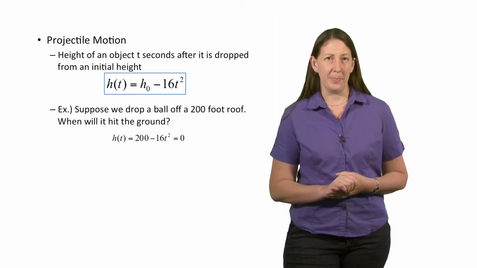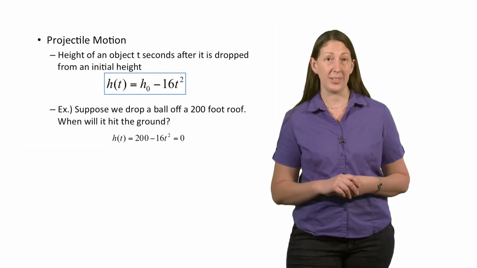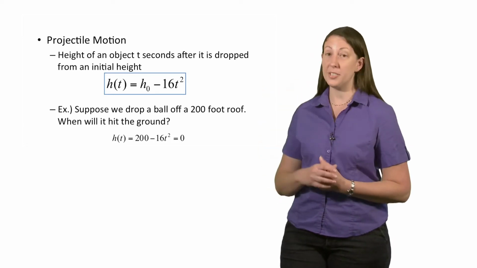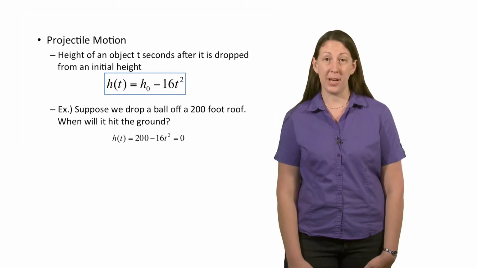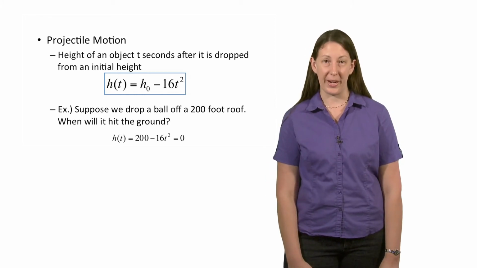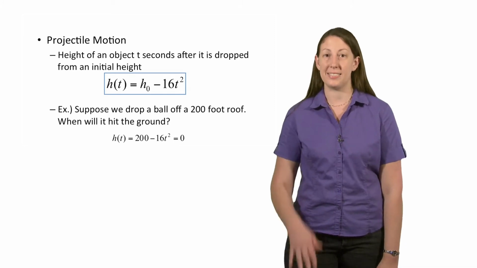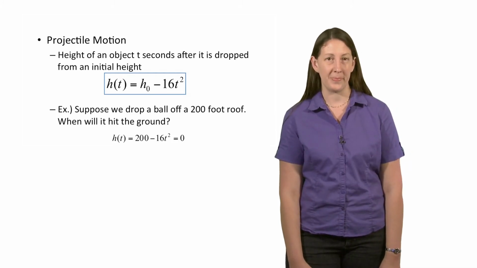Let's do an example problem. Suppose we drop a ball from a height of 200 feet off the roof of a building, and we want to know when that ball will hit the ground. Well, using that equation from physics, we can set up the equation h of t equals 200 minus 16t squared. And since I want to know when it hits the ground, I want to know when the height is 0, because the ground is at the bottom, so I set that equation equal to 0.